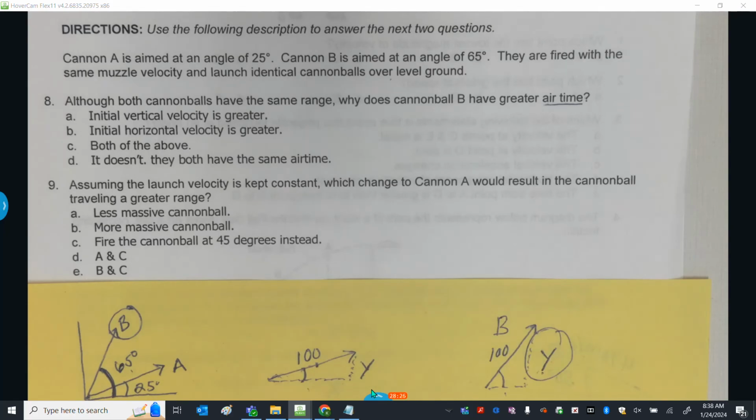And then it's going to take it longer to get back down to the ground, which means you're in the air for a longer amount of time, and therefore you're going to go forward longer. Okay, there are other factors that could affect your range, but the only one here that we can choose is C. Are there any questions about numbers 8 or 9?